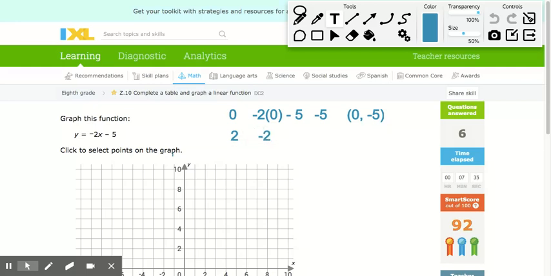So I would go negative 2 times 2 minus 5. Well, negative 2 times 2 would become negative 4 minus 5. Remember the rules, this becomes plus a negative. And we end up with negative 9. So I get the point 2, negative 9.